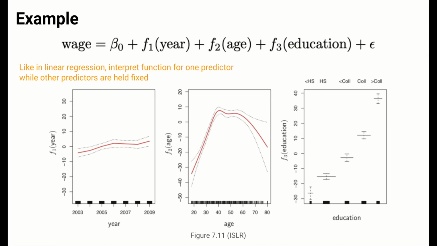Let's go over how we can interpret the estimated functions individually. Recall that in multiple linear regression, coefficients for individual predictors are interpreted while holding constant the other variables. The same idea is true for GAMs. The left plot shows the relationship between wages and year, holding constant an individual's age and education level. So we see that on average, for individuals with a fixed age and education level, wages increase over the years.